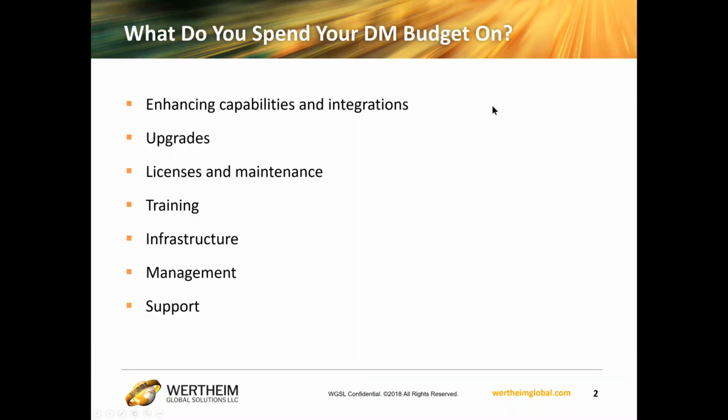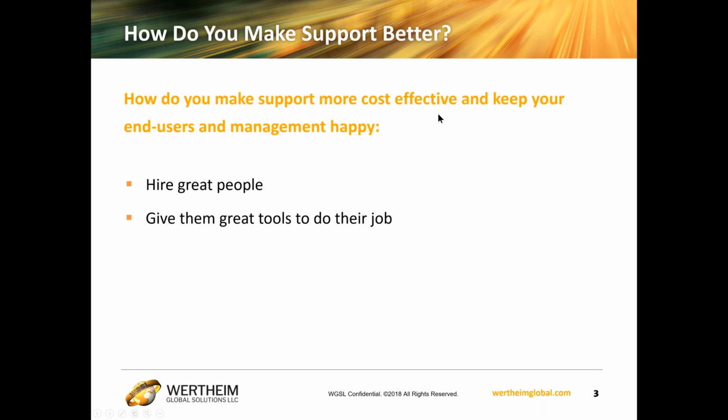So let me start by discussing the kinds of things you spend your DM budget on. Obviously, you spend it on enhancing capabilities and integrations, adding new applications and supporting those applications. Occasionally, you may do an upgrade. You also spend money on licensing and maintenance for the products, training, and the infrastructure to support the eDOCS environment. At the bottom, I have listed management and support, because the cost of support is one thing we can directly address and assist with through our additional add-on utilities.